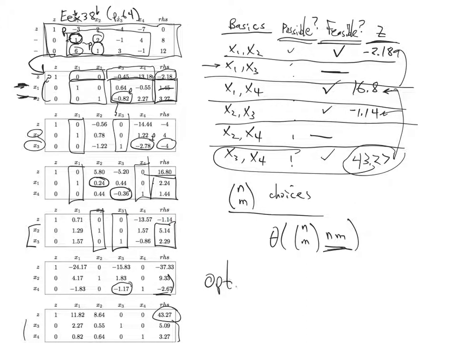So the optimum is what? Well, it's x3 equals 5.09. x4 equals 3.27. And off to the side, we state the obvious that x1 equals x2 equals 0 because they're non-basic. And the z, the objective function value, is 43.27.